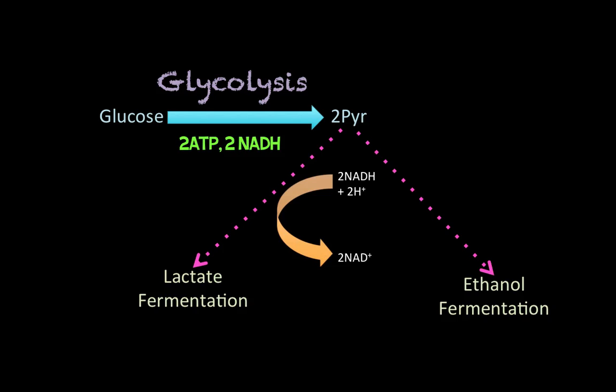And that important function is that it's going to regenerate NAD+. It converts the 2 NADH that you got from glycolysis to 2 NAD+, so that glycolysis could continue. But in terms of ATP, these fermentation reactions do not add to the ATP count. So at the end of the day, via anaerobic respiration, one glucose molecule is going to produce 2 ATP molecules.